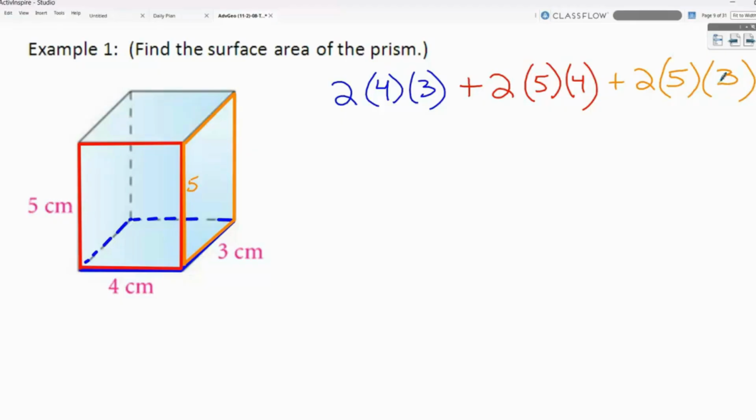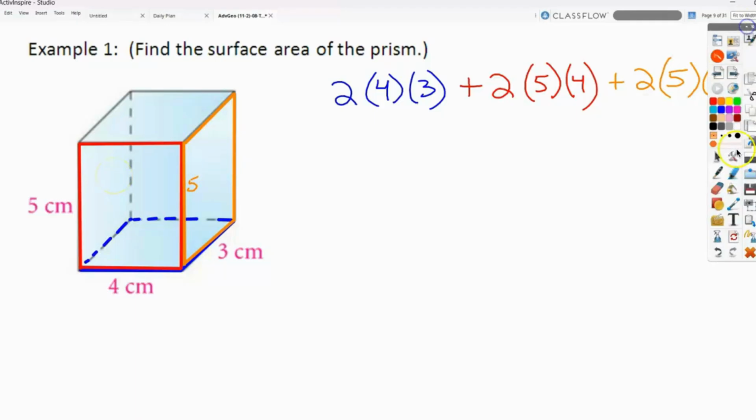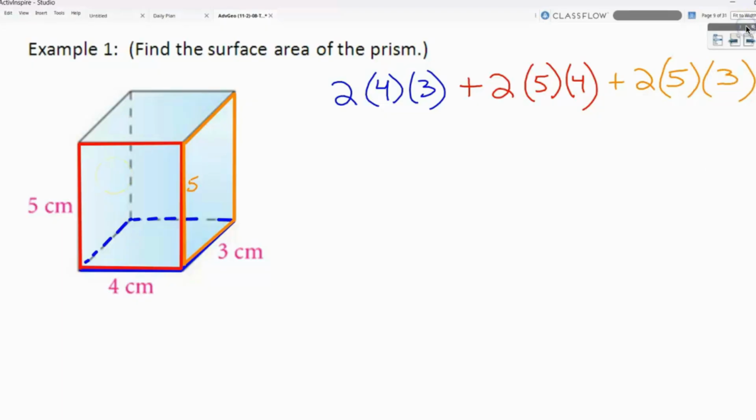And so in the end, we have the top and the bottom, the 2 blue ones. We have the front and the back, that would be the red ones. And we have the right and the left faces, those would be the orange ones. And so we can just multiply that out. 2 times 4 times 3 would be 24. 2 times 5 times 4 would be 40. And 2 times 5 times 3 would make 30. And if you add that all together, you get 94.